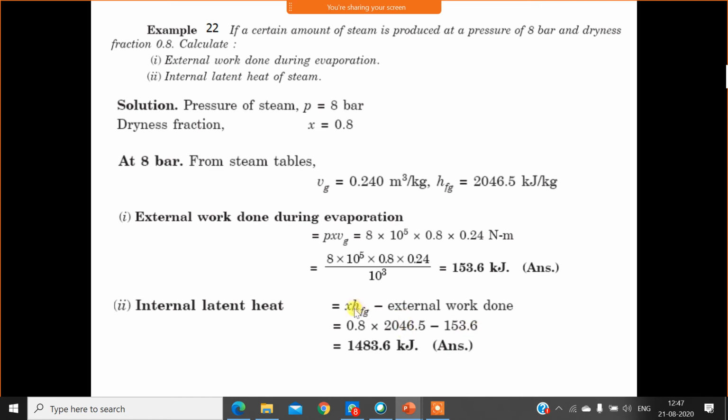Look here, hfg is in kilojoule per kg. That's why we are converting work done to kilojoule. Actually, it will be kilojoule per kg because specific volume is in meter cube per kg. Therefore, we get Newton meter per kg, which is kilojoule per kg. Then we can subtract kilojoule per kg minus kilojoule per kg. Then the internal latent heat is 1483.6 kilojoule per kg. Okay.